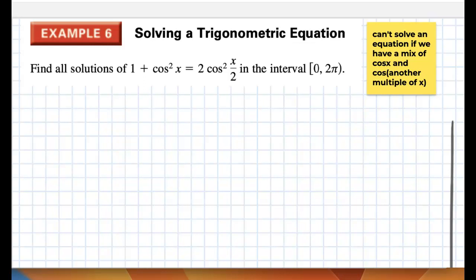You can't solve an equation if you have mixes of cosines with different multiples, and so you would know, hopefully, that you would have to make a substitution. I think it's a dead giveaway if you get x over 2. A couple of videos ago, when there's a mixture of the multiplicity of the argument, if you have single x's and half x's, you're going to have to do a substitution. We did see an example like that in an earlier video.